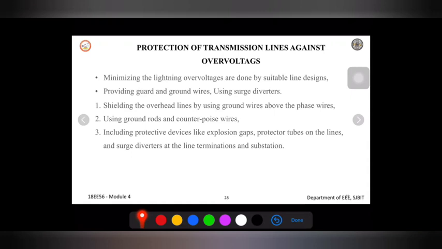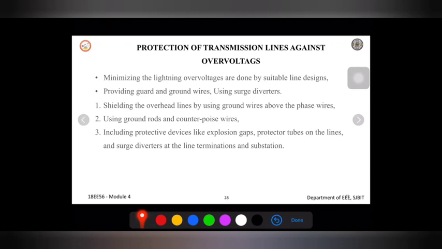Here, in the sub points, overvoltage from a lightning stroke can be avoided practically by shielding the overhead lines using a ground wire above the phase wire. We'll see that with the diagram in the next slide. The next one is using a ground rod and a counterpoise wire, which is one type of lightning arrester. We make use of the ground wire to reduce the overvoltage happening in a transmission line, so we can protect the transmission line.